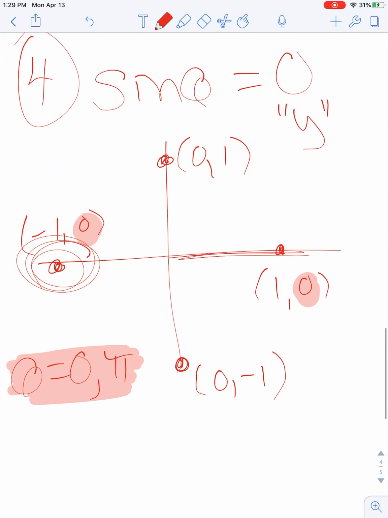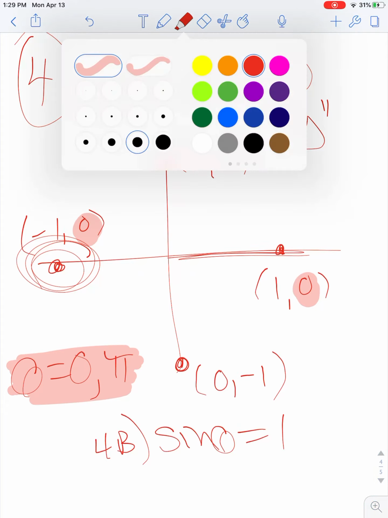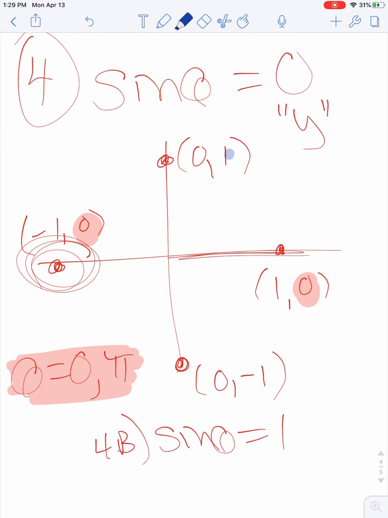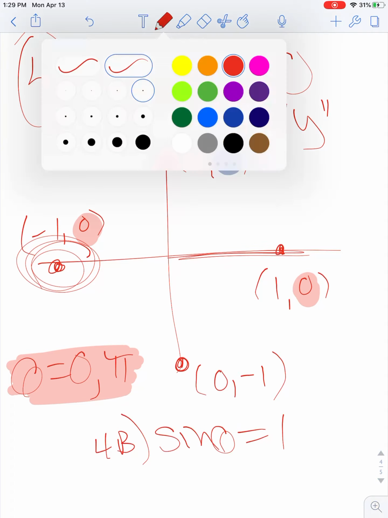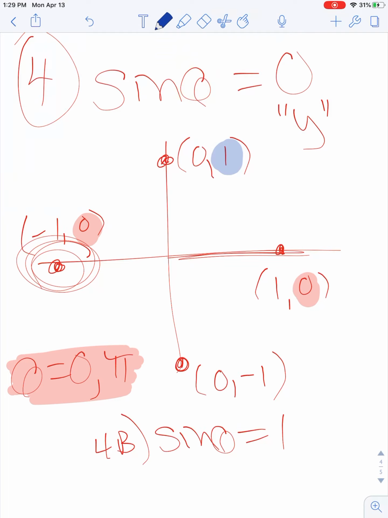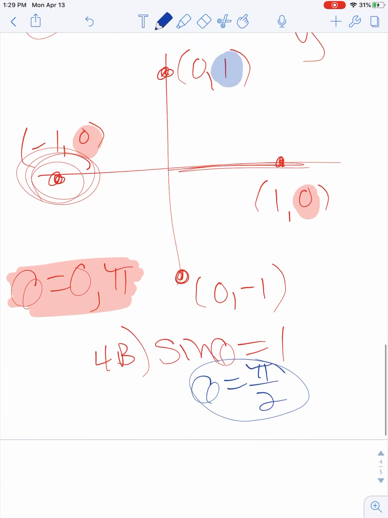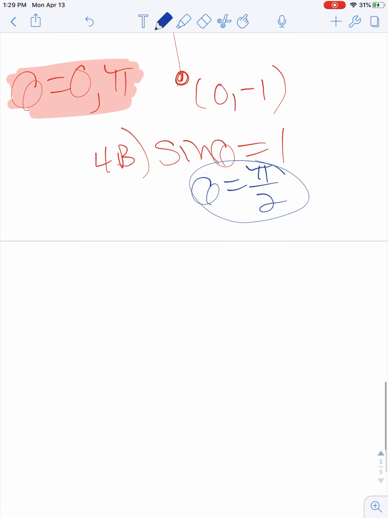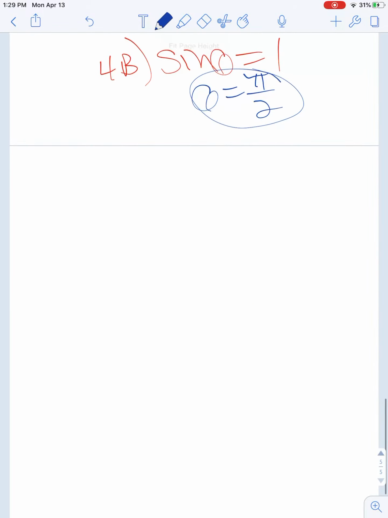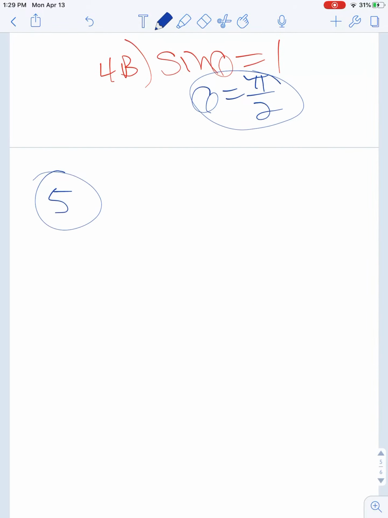What's an example where I would only get one? Well, how about we do a 4b here? If I said sine of theta equals 1, where is the y value 1? The only place is here, so that would only be one answer, and the answer would be pi over 2, which is 90 if you think of it that way. Okay? If you got the idea at this point, go ahead. I'm going to do one more just for those that still maybe want to see one more.